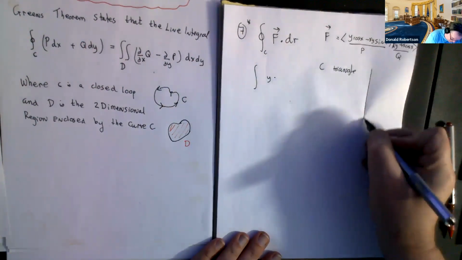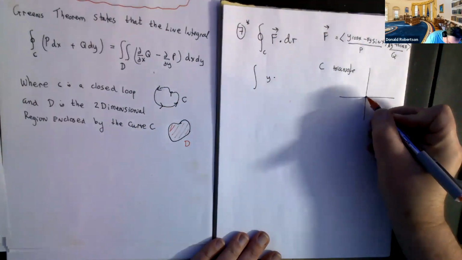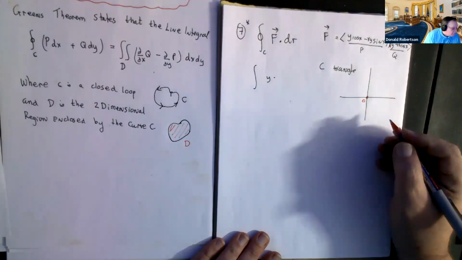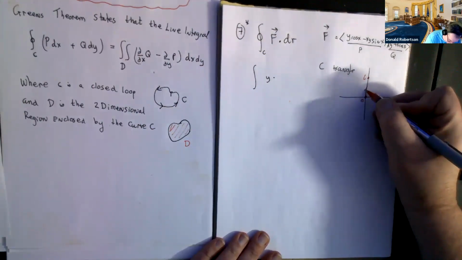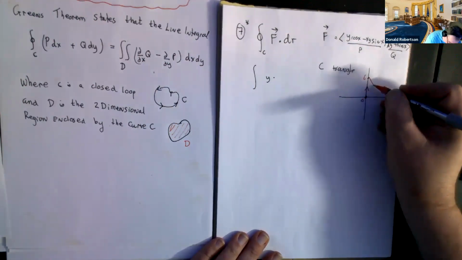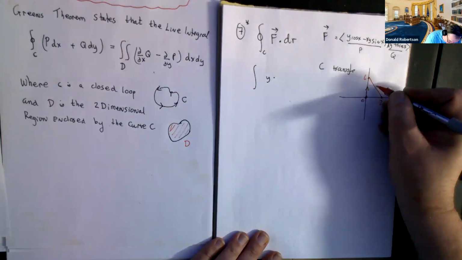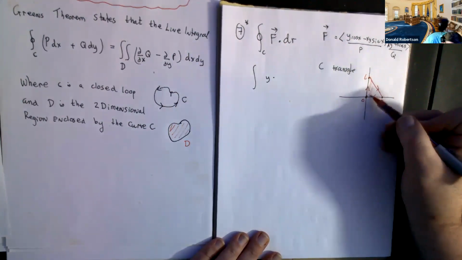And I'm going to just draw it. It starts off at the origin, and it goes to 0, 6, which is here. It then goes to 2, 0, which is here. And then it comes back home to here. So this is the region D.